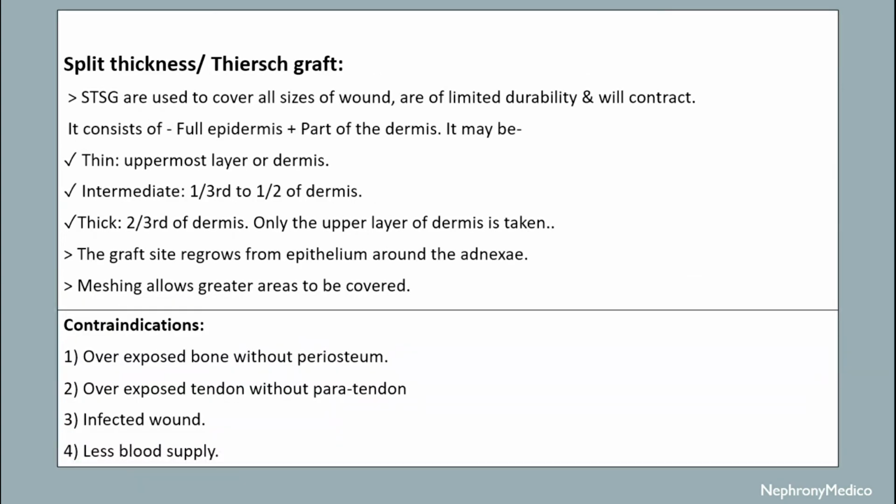Now, the split thickness or Thiersch graft. These are used to cover all sizes of wound, are of limited durability and will contract. The graft site regrows from epithelium around the adnexa, and this allows the greater areas to be covered. The contraindications include exposed bone without periosteum, exposed tendon without paratenon, infected wound, and poor blood supply.